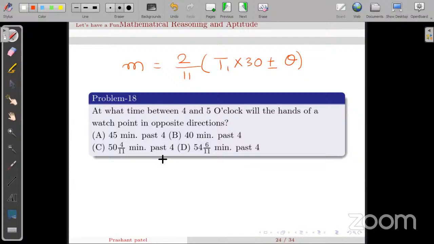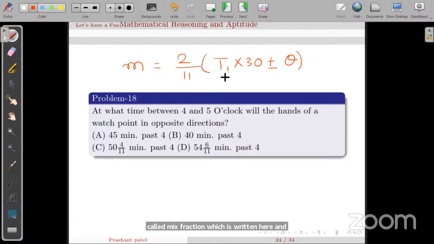Yes, anyone? So the answer is D. Answer is D. Okay. Anyone else who has solved this question? Correct. You are correct. Answer is D, 54 6 by 11. This is called a mixed fraction, which is written here.